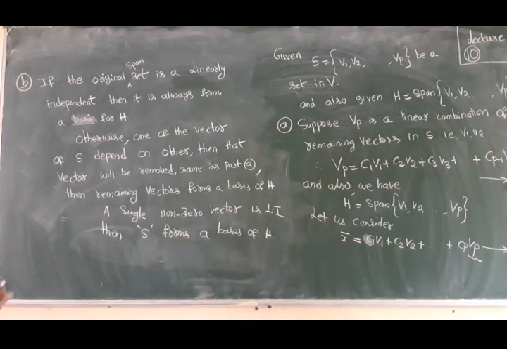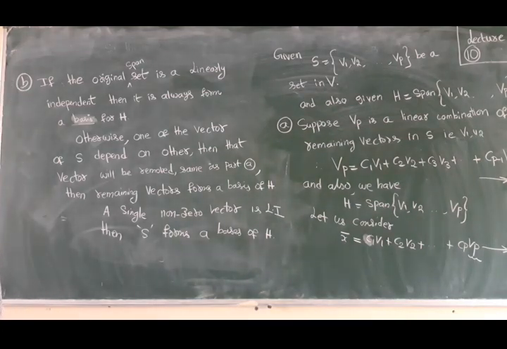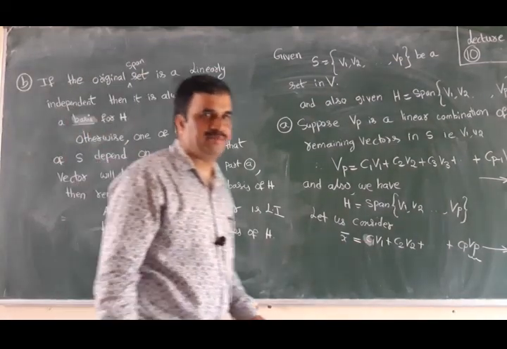That's all. The second point is very easy. We have to say a single non-zero vector also forms a basis. A single non-zero vector is always linearly independent, so directly I can say it forms a basis of H. That's all. This spanning set theorem is over.